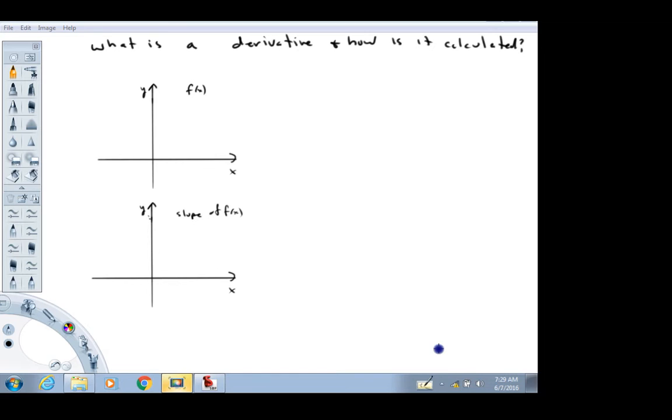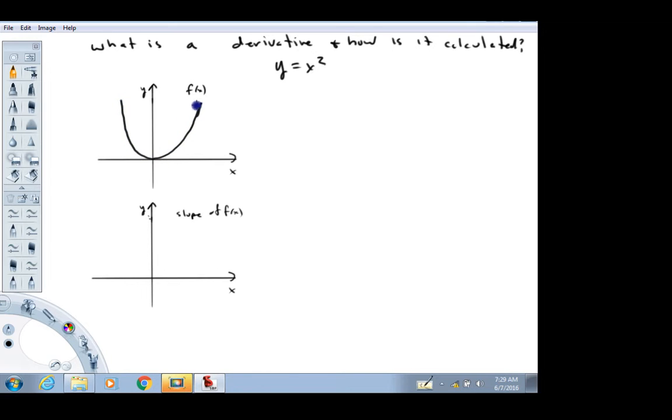The purpose of this video is to answer the question, what is a derivative and how is it calculated? For this discussion, first we're going to take a look at the function y equals x squared. I'm going to draw just a quick sketch of this function over on the left here. Now y equals x squared is a parabola, opens up, centered at 0, 0. So the graph is looking something like this.